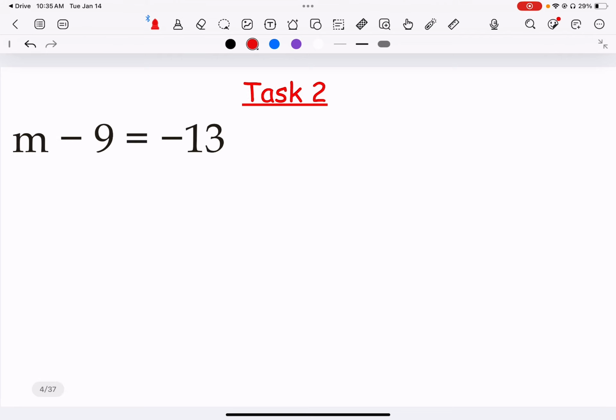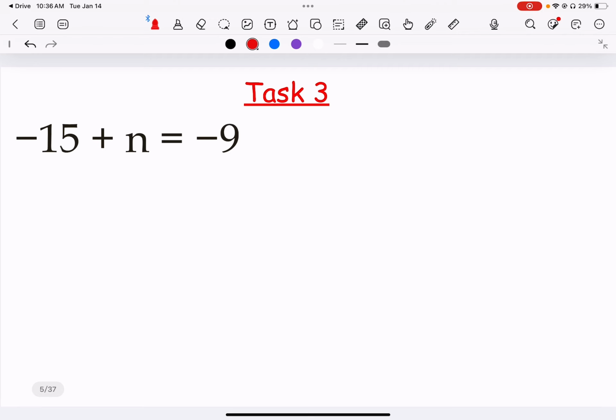m minus 9 equals negative 13. Since it's minus 9, the opposite is adding 9. So I'm going to add 9 to both sides. Negative 9 plus 9 is 0. So I'm just left with m equals negative 13 plus 9, which is negative 4. So m equals negative 4.